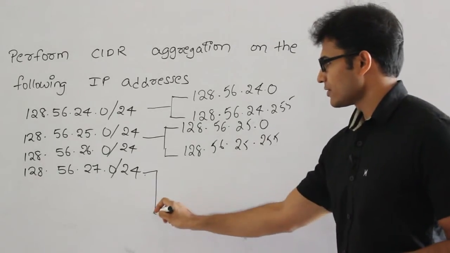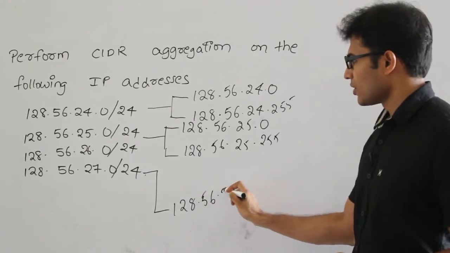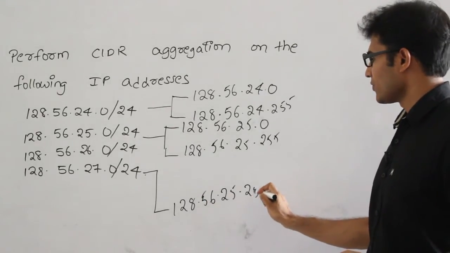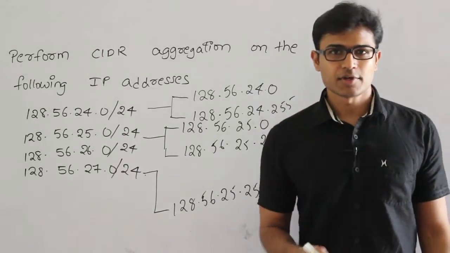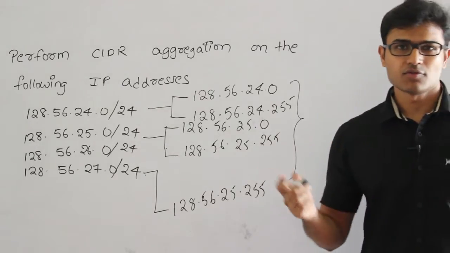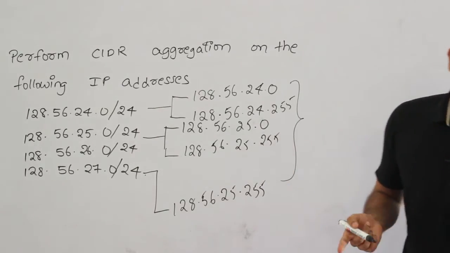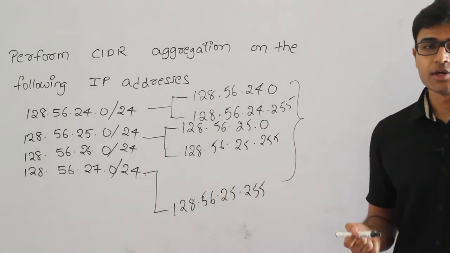The last IP address in this one is 128.56.25.255. Please refer to the concept where I discussed CIDR aggregation. So all of them are contiguous. That is the first rule. The first rule is followed. The second rule says that the number of networks should be a power of 2 and the size of each network should be a power of 2.